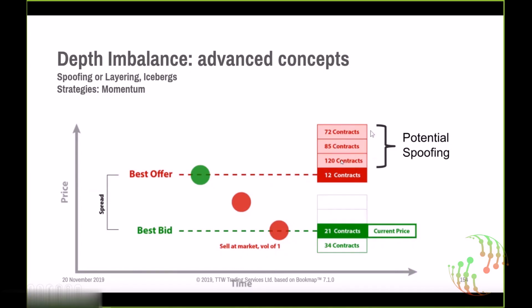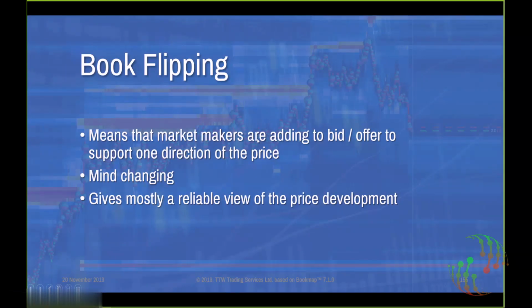Spoofing is a part of book imbalance. We will come to that in a moment. Okay, book flipping. We also talked about book flipping because it means that market makers are adding to bid and offer to support one direction of the price. Book flipping mostly gives a reliable view of the price development.